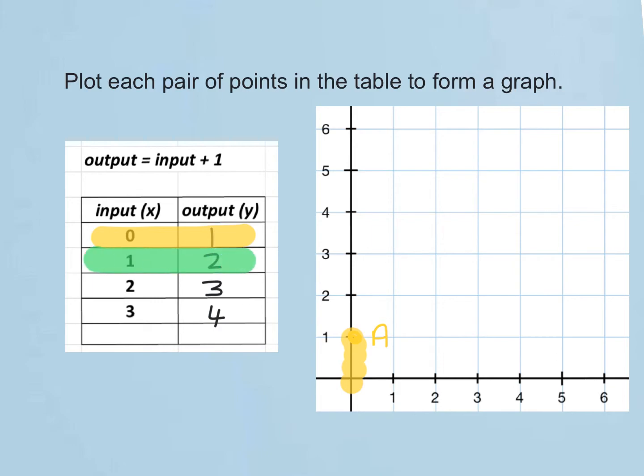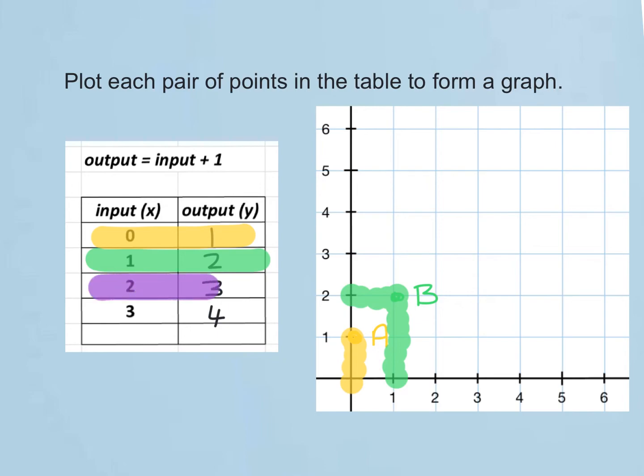Alright, so let's do the next one over there. So 1 on the x-axis, which is that point over there, and we've got to go to 2 on the y-axis, and where do they meet? That's where they meet over there. So we're going to call that point over there point B. Can't quite see it because it's a green color.